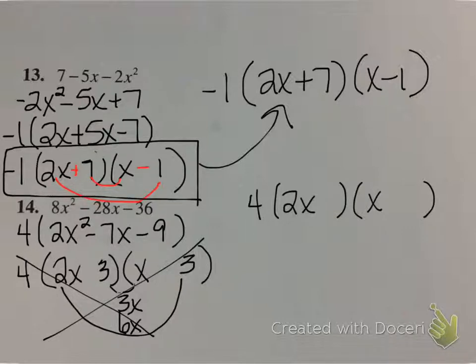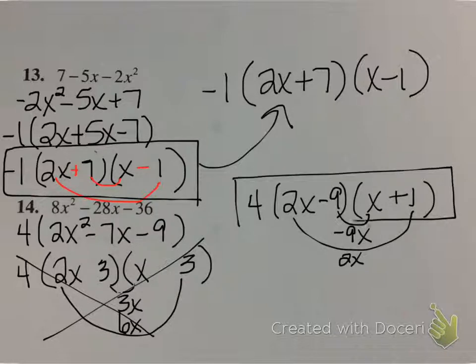So 2x and x, I know that that's fine. Now let's try 9 and 1. That'll give me 2x, this will give me 9x. I need a negative 7. That will happen if my 9 is negative. So 4 times 2x minus 9 times x plus 1.